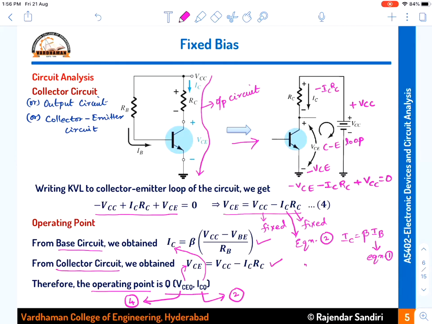Then you can use these two formulae: IC is equal to beta times (VCC minus VBE) by RB, or VCE is equal to VCC minus IC RC. Beta value will be given, VCC will be given, VBE will be given, which is 0.7 for a silicon transistor or 0.3 for a germanium transistor, and RB value also is given. Then you have to calculate.